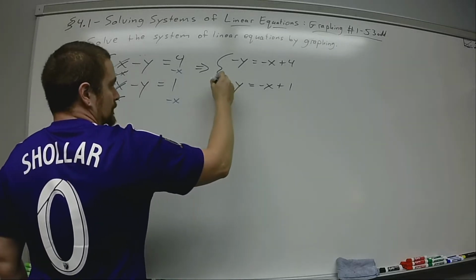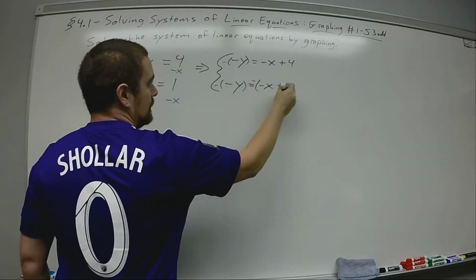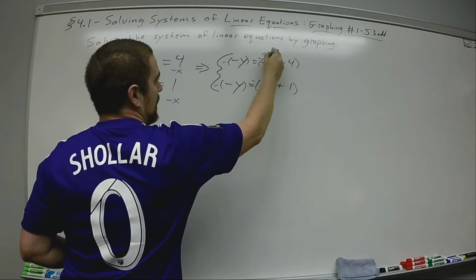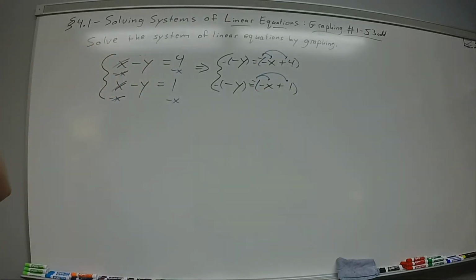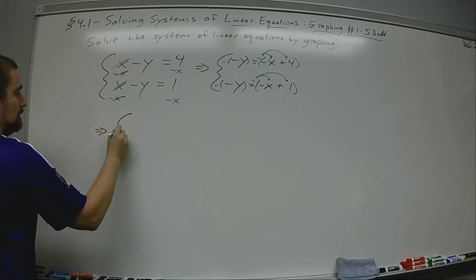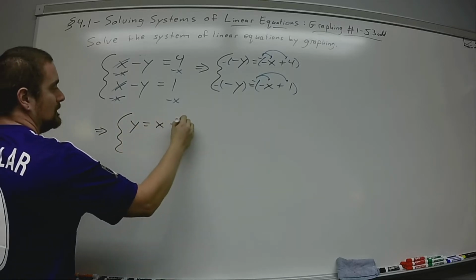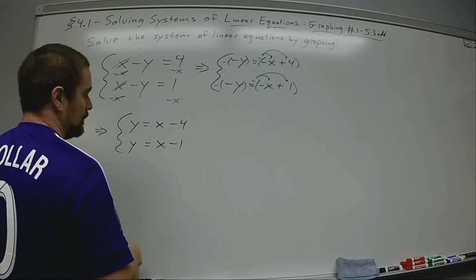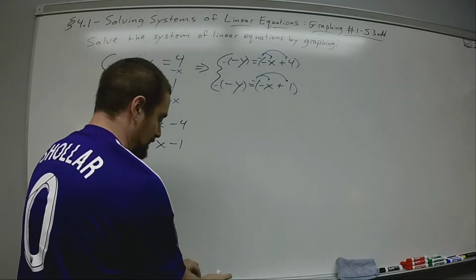Still not in y equals mx plus b. I've got to be careful. My slopes aren't negative 1 because I'm not solved for y. So I've got to look at this in terms of a y equals. So I'm going to multiply both sides by a negative in both equations. And that will just rewrite my system as y equals x minus 4 for the first equation, y equals x minus 1 for the second equation. So these are what we want to graph in order to see if we can pick up some solutions.